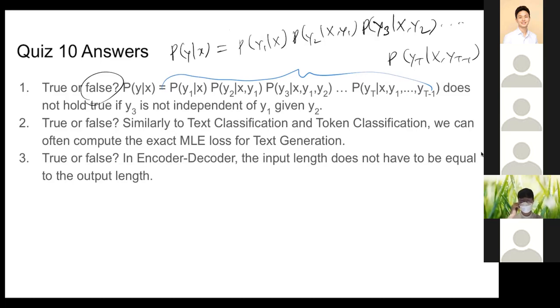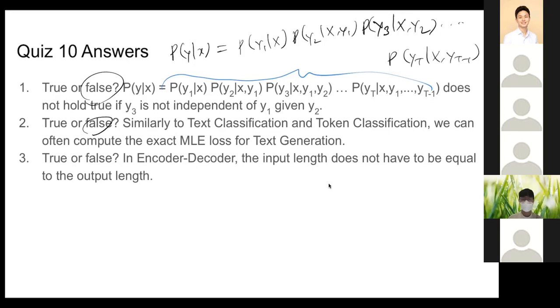Number two. True or false? Similar to text classification and token classification, we can often compute the exact MLE loss for text generation. So most people said false, and yes, it should be false. And I think I mentioned this too, that the MLE loss for text generation is almost impossible because there are so many possible cases for the output space. You cannot exactly compute the MLE loss for the entire text generation. It is possible that you can create the MLE loss for each independent token classification or token generation, because this is only V way, but then you cannot compute the MLE just by combining these. It doesn't work that way. So if you're being mathematically very strict, then yeah, this is false.